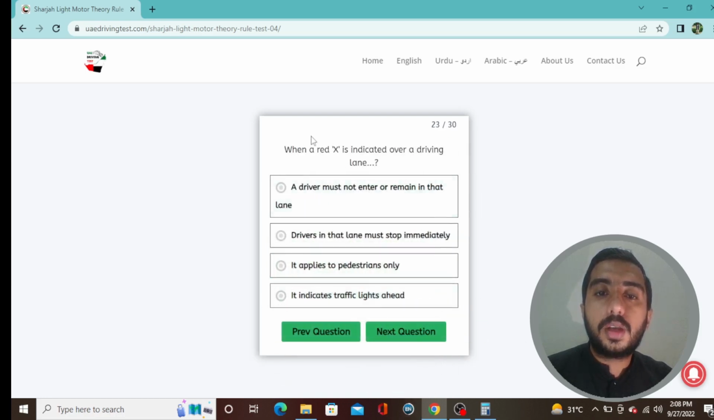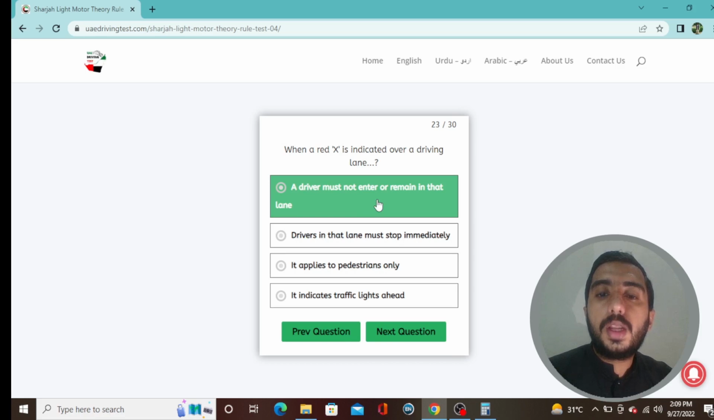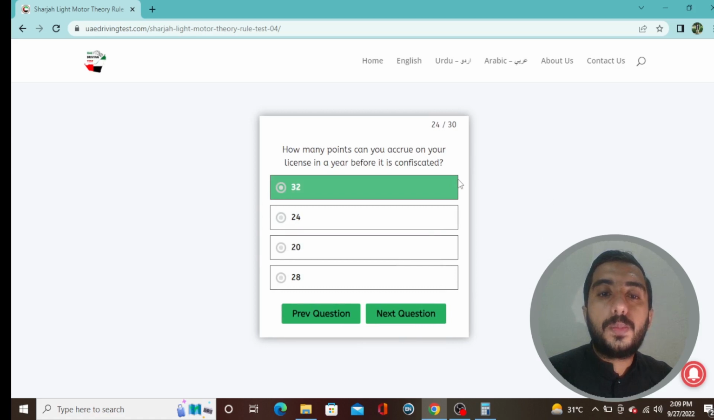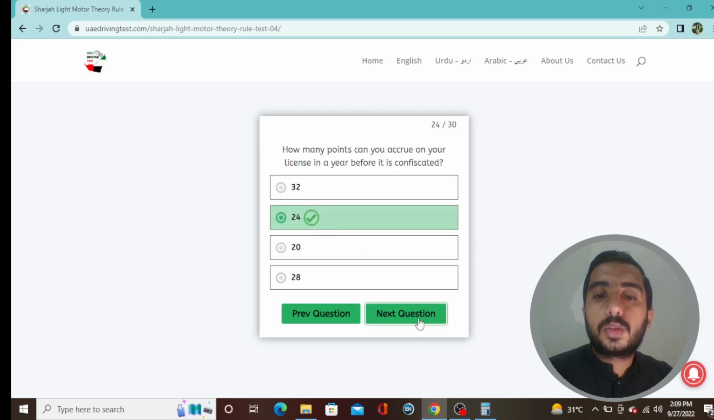Next question, and our next question is, when a red X is indicated over a driving lane, a driver must not enter or remain in that lane. Option A is the correct answer. Next question. Question number 24 is, how many points can you accumulate on your license in a year before it is confiscated? You can accumulate almost 24 points. Next question. Question number 25 is, you must not park within what distance of an intersection? You cannot park within almost 15 m. Option B is the correct one.